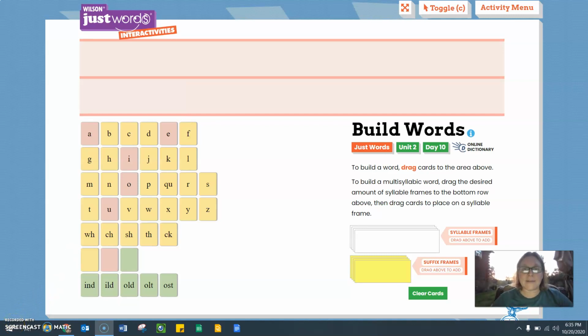Your next word is shred. Echo, shred. Here we have SH, this is actually an example of our digraph blend. Which is the short sound for E, and D. Shred.